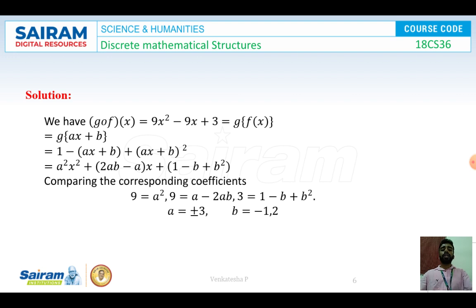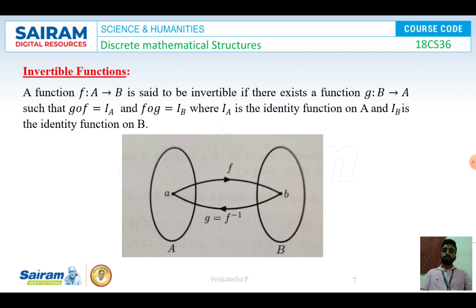On comparing the constant coefficient, I'll be getting 1 minus b plus b square is equal to 3. On simplifying this, I'll be getting a is equal to plus or minus 3. By replacing this plus or minus 3 in this b equation, at a is equal to plus 3 and a is equal to minus 3, I'll be getting b is equal to minus 1, 2. So this is the answer for a and b by using the composite functions.